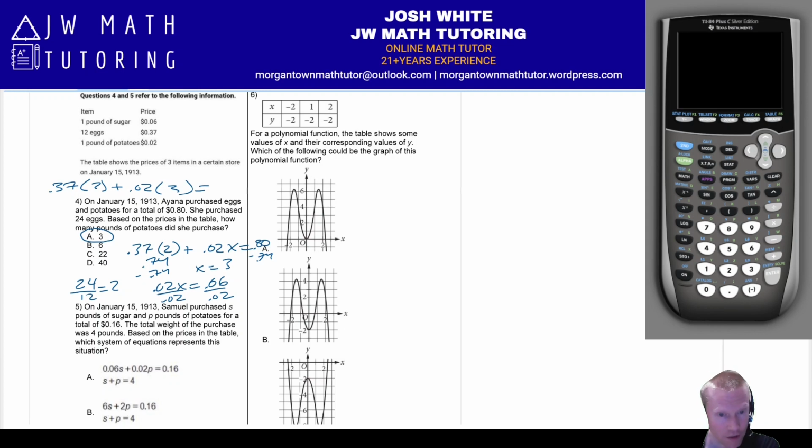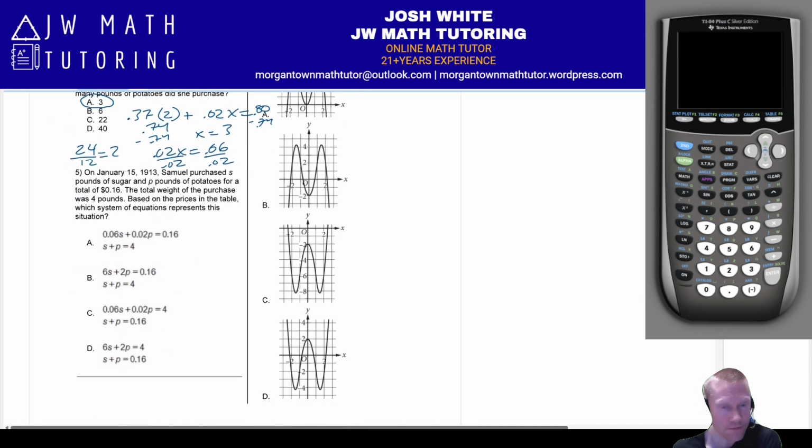Now for 5, here they give you a description of a situation, and they basically want to know what system of equations represents this or matches it. So we know that S pounds of sugar, P pounds of potatoes for a total of 16 cents, and we know their total weight was 4 pounds. So S plus P, S represents pounds, P represents pounds. We know the total weight also represents pounds. So those are all the same units. So S plus P equals 4, that's the total weight. That's going to be one of the equations.